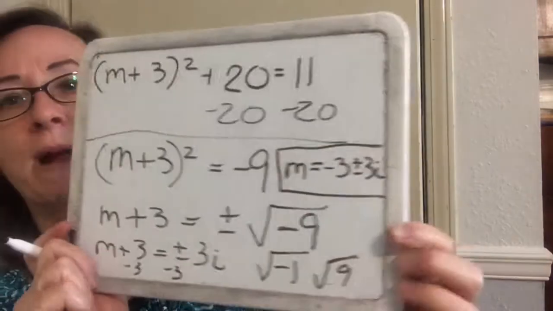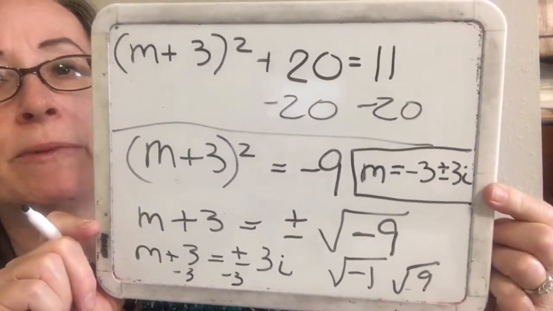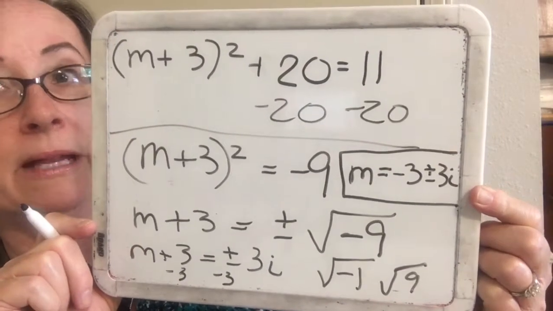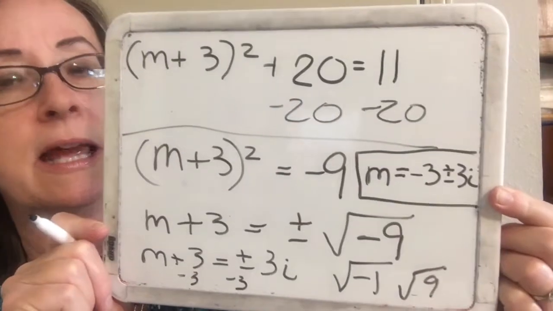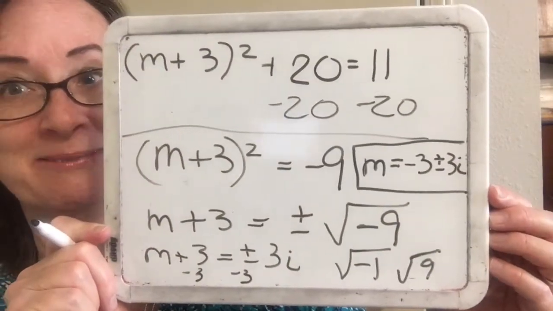And again, I could write that out as two separate solutions. m is -3 + 3i, or m is -3 - 3i. There are two solutions, but this plus or minus notation is fine also.